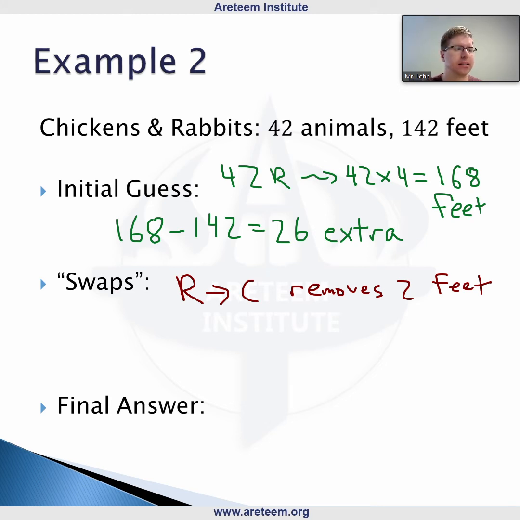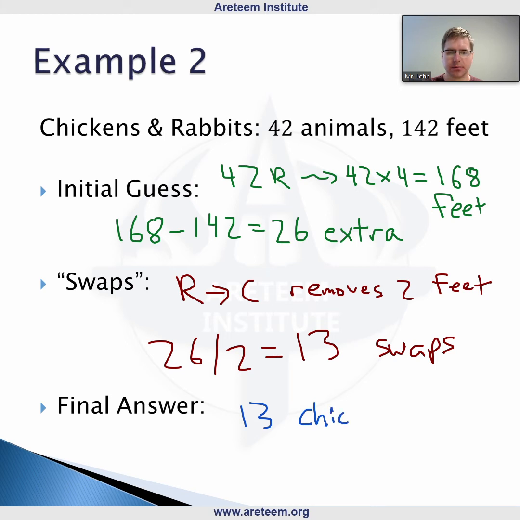So what does this give us? This means we have to do 26 divided by 2 equals 13 swaps. So we have 13 swaps. What does this give us for a final answer? We have 13 chickens, and the remaining animals, we have 29 rabbits in that case. So 13 chickens, 29 rabbits, and that's our method.